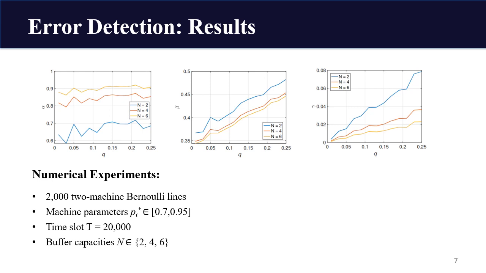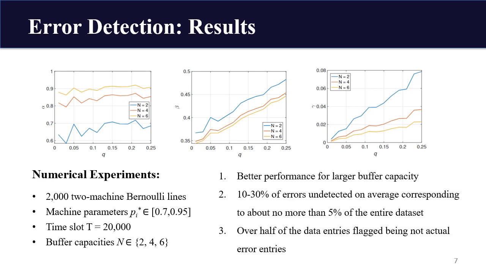As one can see, the EDC performs better on the noise model when buffer capacity is larger. This is because the larger range of error data leads to a higher probability that YMIN may go out of its feasible set and get detected by the EDC. Note that while EDC would fail to detect 10 to 30% of errors on average, these undetected errors only correspond to no more than 5% of the entire dataset.